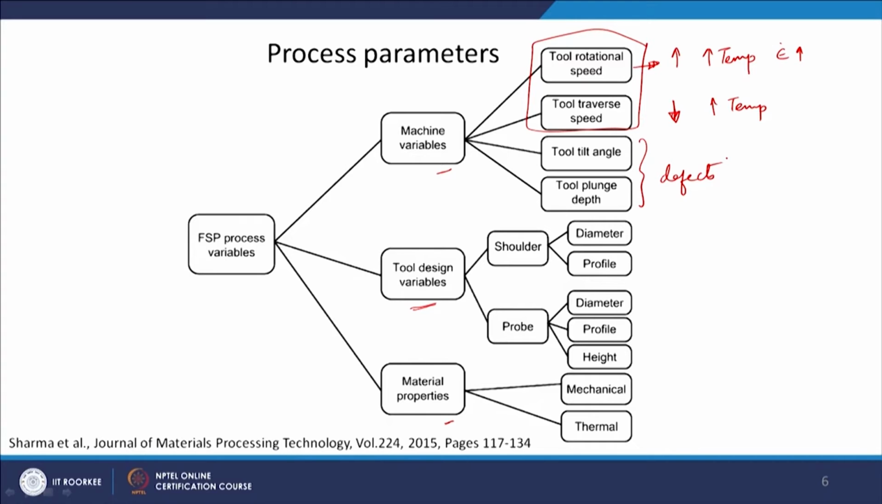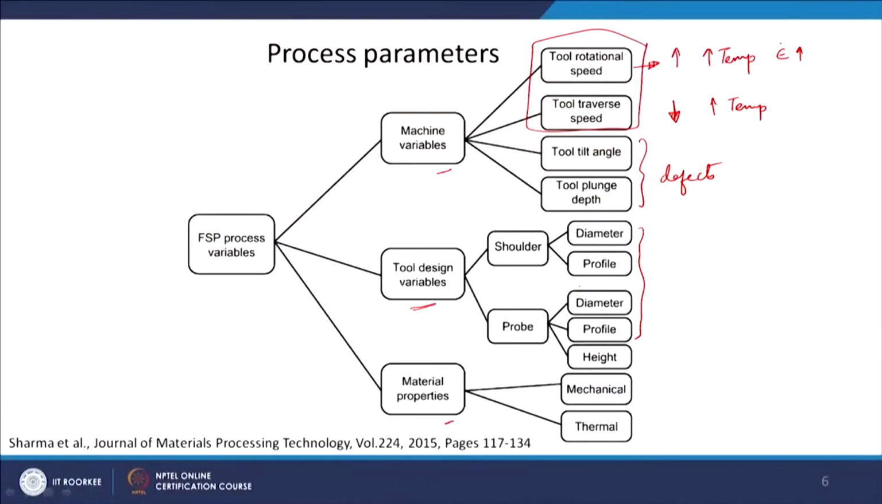Shoulder in tool design: the shoulder and the pin diameter and their profile are going to affect the heat generation. So, when you have a higher shoulder diameter, of course, you will have more heat generation. Similarly, when you have a bigger pin diameter, you will have higher peripheral velocity. So, it will affect your strain rate. So, tool design also is very important, both dimension as well as profile.